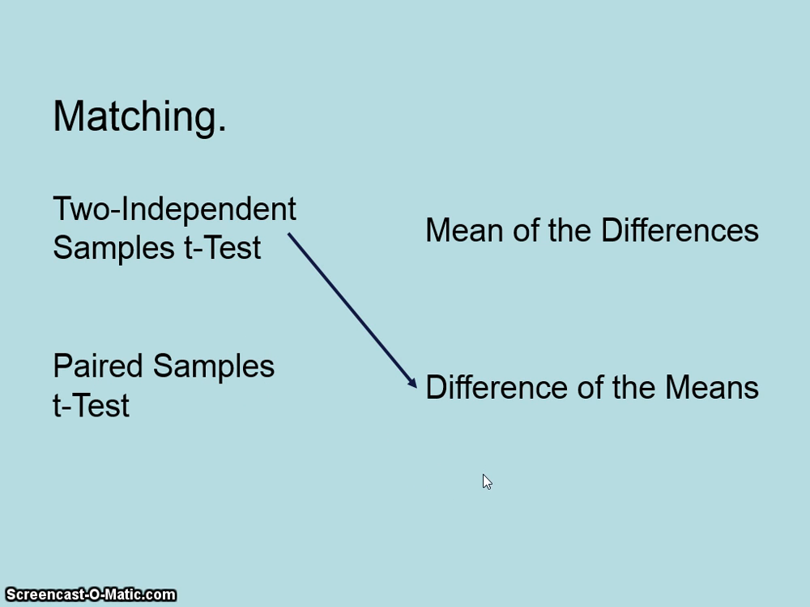Yes, a 2 independent samples t-test can be classified as the difference of the 2 different means. But the paired samples t-test is actually going to find the differences first, and we're going to test on the mean of the differences.